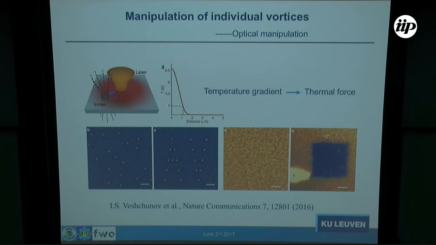And this temperature gradient will induce a thermal force on the vortex, which will also attract the vortices around to the center of this hotspot. And you see, they can also arrange the vortices into any kind of artificial vortex patterns. They can even create a vortex-free area in this mixed state by moving the vortices away from this area.